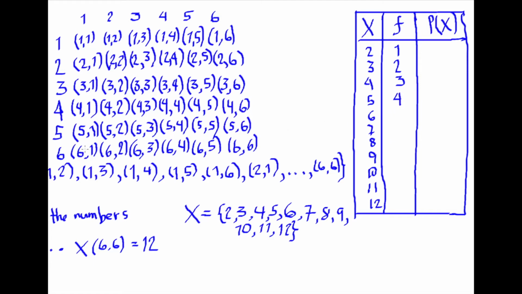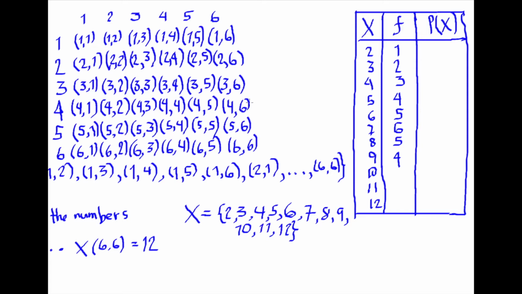Here, for number 6, the sum of 6: 5 plus 1, 4 plus 2, 3 plus 3, 2 plus 4, and 1 plus 5. They all sum up to 6. So there are 5 of them. For the sum of 7, we can see 6 plus 1, 5 plus 2, 4 plus 3, 3 plus 4, 2 plus 5, 1 plus 6. There are 6 of them. For number 8, 6 plus 2, 5 plus 3, 4 plus 4, 3 plus 5, and 2 plus 6. There are 5 of them. And for 9, we have 6 plus 3, 5 plus 4, 4 plus 5, 3 plus 6. That's 4 of them.